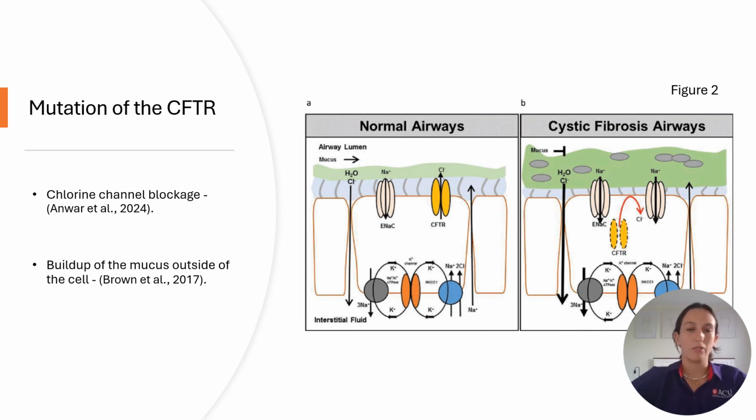This causes irregular distribution and water retention of the fluid within the cell, affecting the mucus composition, which can lead to a number of problems within these organs. As you can see in figure 2, part B, there is a buildup of mucus outside of the cell.